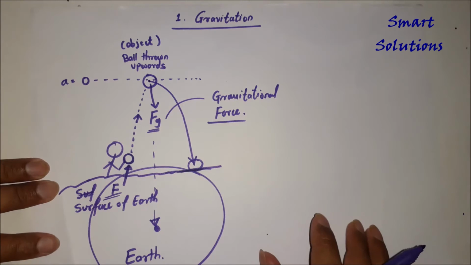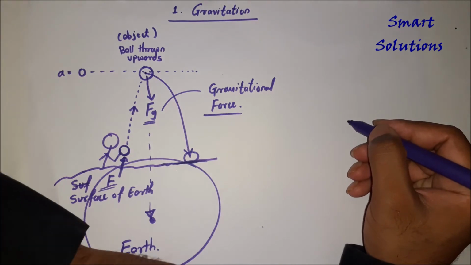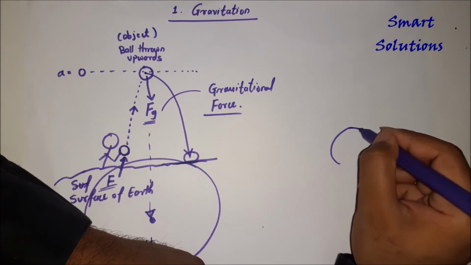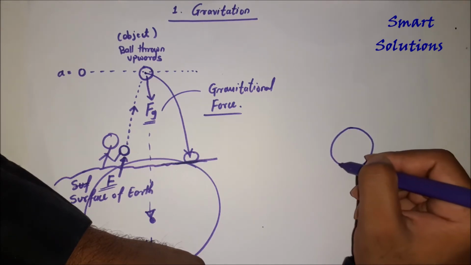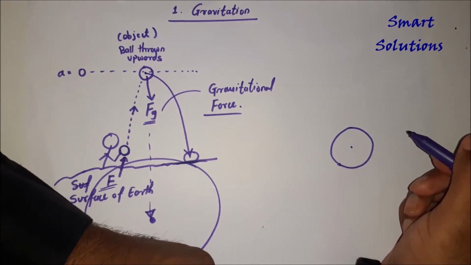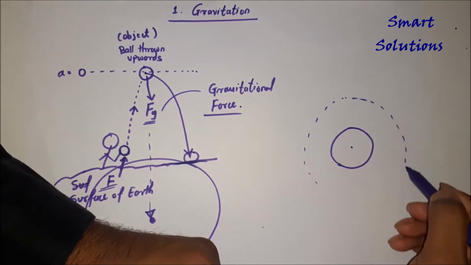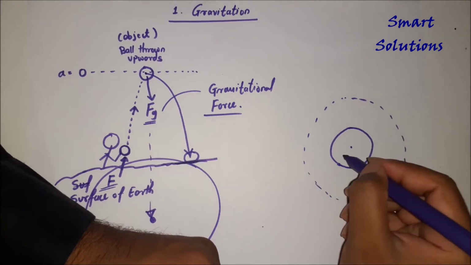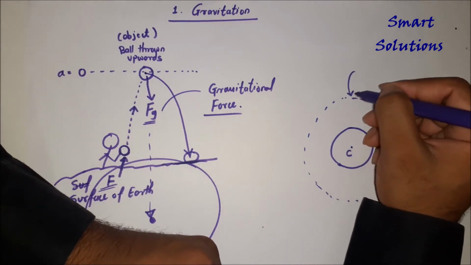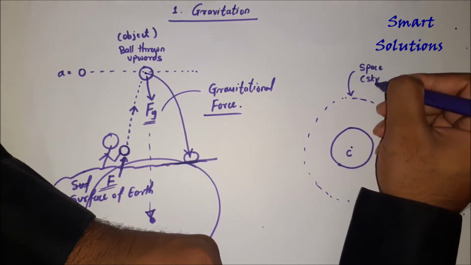Let us try to draw one more thing so that it is more clear to you. Let us say that this is our Earth, the surface of Earth, and this is the center of Earth, which we call C. And this is the space around the Earth in all directions, space or sky, whatever you can call it.